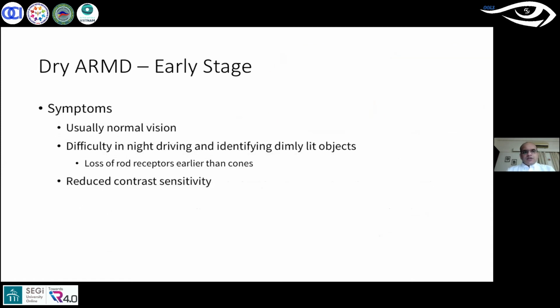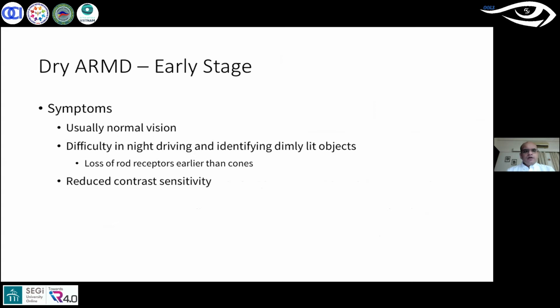Most of these patients do not have any visual symptoms. They usually present with normal vision. Their vision may be 6/6, 6/9. Some of them may complain of difficulty in night driving or identifying dimly lit objects. This is because of loss of rod receptors earlier than the cones. Some of them may also present with reduced contrast sensitivity.